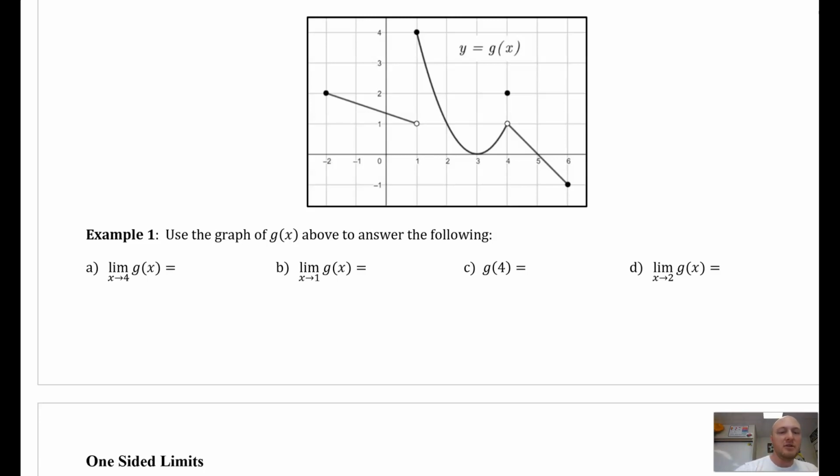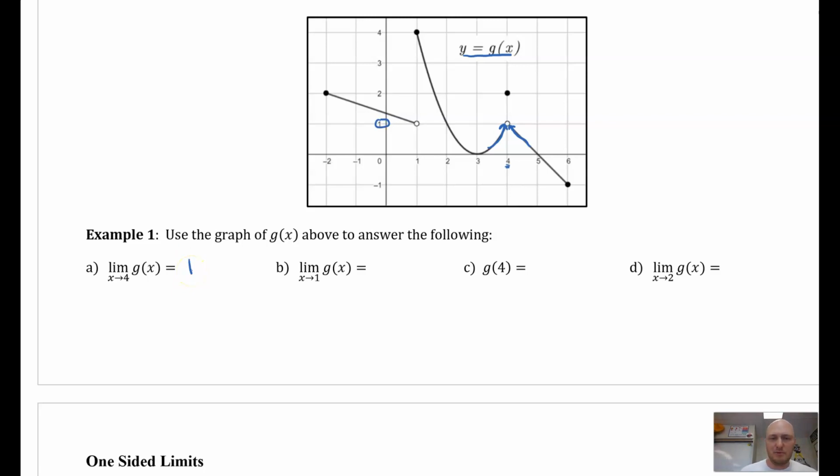Okay, A, the limit of g of x, here's g of x, I have this image given to me, as x approaches 4. So I'm interested in this x value. From the left, I'm coming here, oh, there's a hole. Well, from the right, they're both approaching the same location. And the y value for that is 1. So our answer would be 1.